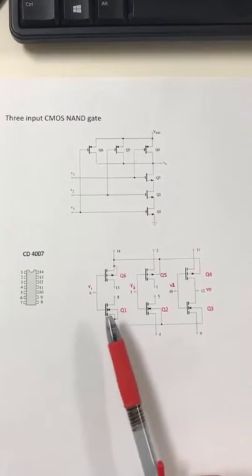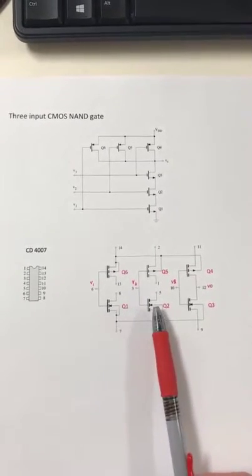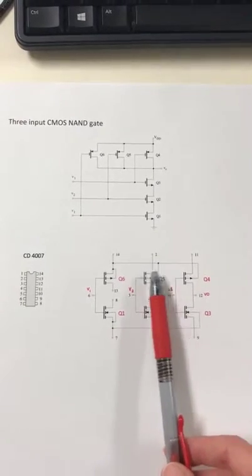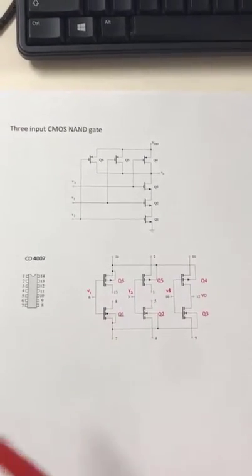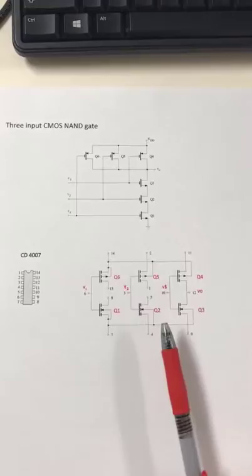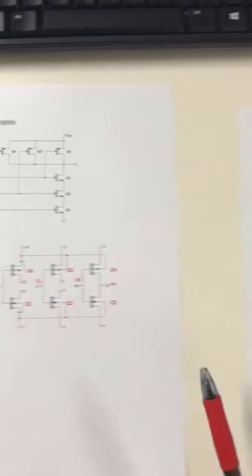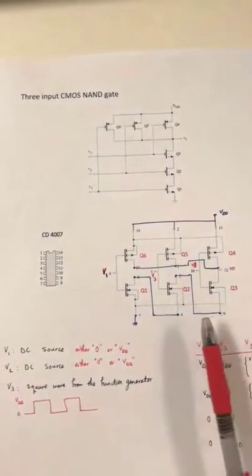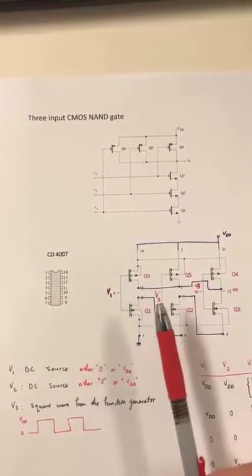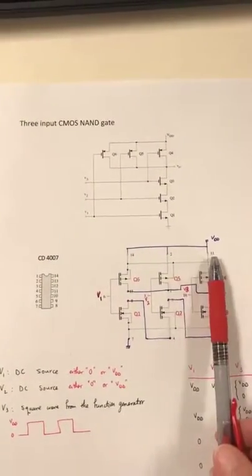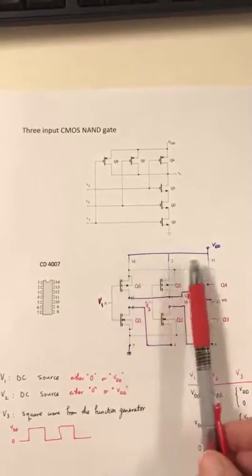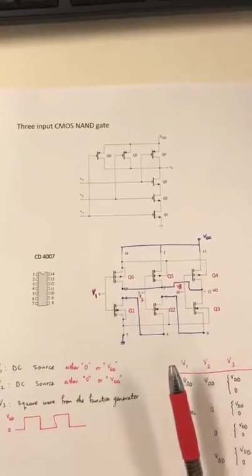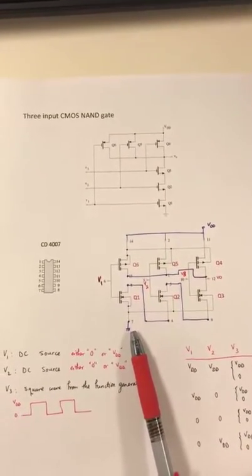It has 3 NMOS transistors, Q1, Q2 and Q3, and 3 PMOS transistors, these 3 inside my IC, and these are the internal connections for this chip. So to build this NAND gate, I'm going to make the rest of the connections and connect pins 11, 2 and 14 to VDD to power up my chip, and pin 7 goes to ground.